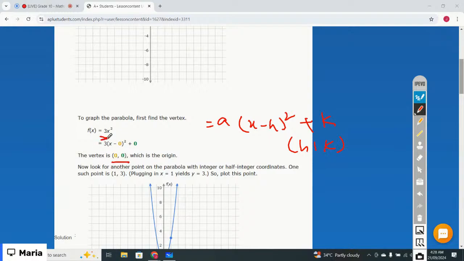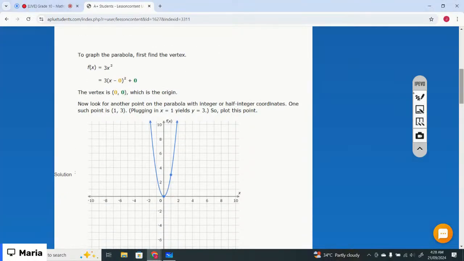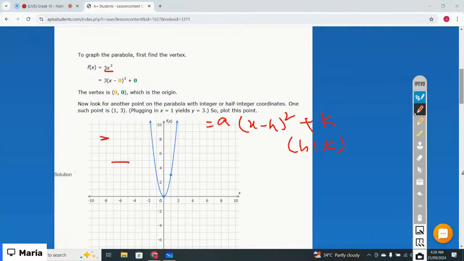Because you are given only 3x squared. Now you need to look for another point on the parabola with integer or half integer coordinates. One such point is 1, 3. You need 2 points to make a parabola. So put x equals 1 in the function: y equals 3, so you have another point, 1, 3. Now you have 2 points: 0, 0, the vertex of the parabola, and 1, 3.